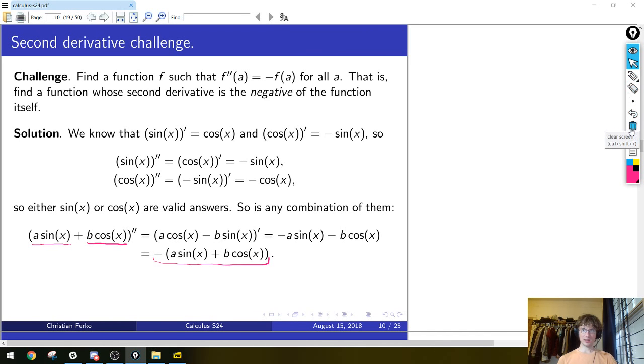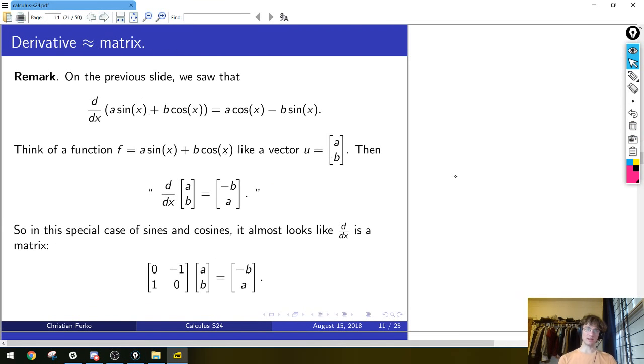I would like to, if you will permit me, make a slightly speculative remark on the next slide. I'm not going to actually explain why this is true, or in what sense this is true. I've said this a couple times cryptically, but I just want to say it again. On the previous slide, we argued that the derivative, now using d/dx notation, d/dx of this thing, a sine x plus b cosine x, the first derivative, by the way, not the second derivative, is a cosine x, right? Because when the d/dx hits the sine, that's a cosine, minus b sine x, because when the d/dx hits the cosine, I get a minus sign.